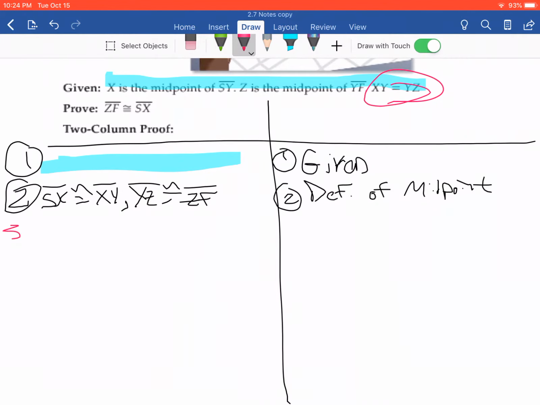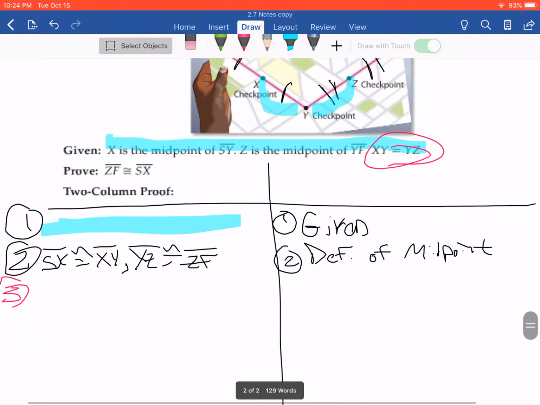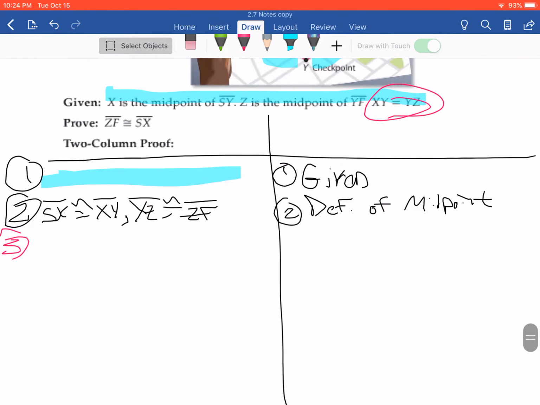So in step 3, we're going to use definition of congruency. It's going to change our equal sign into a congruent sign. So in step 3, we're going to have line segment XY congruent to line segment YZ, and that is by definition of congruence.